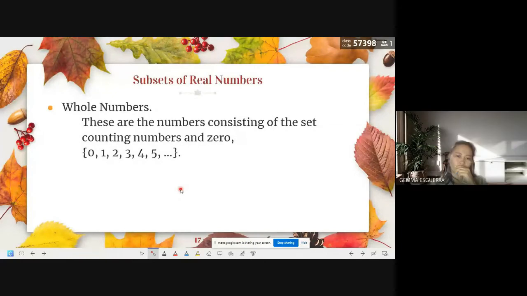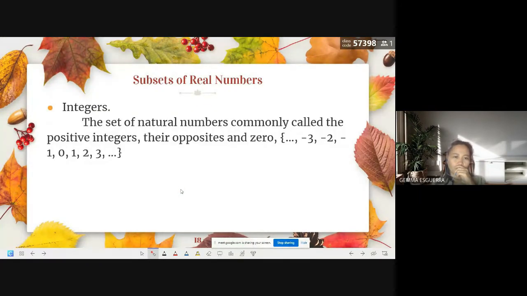So po, subsets of real numbers, we have the whole numbers. So these are the numbers consisting of the set numbers, counting numbers, and zero. So whole numbers po sila. Then we have the integers. Ang integers po kasama na po yung negative numbers. So tandaan nyo, integers kasama yung negative. Pag whole numbers kasama si zero. Pag counting numbers naman ay yung mga from 1 to 3 to the infinity.